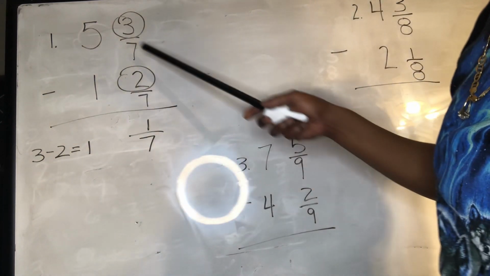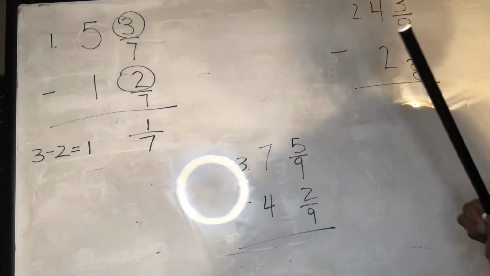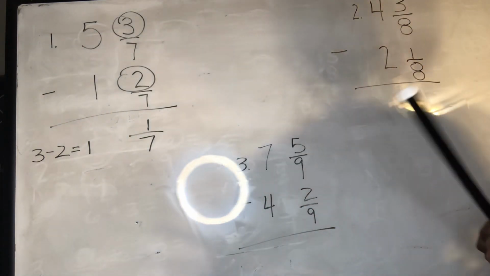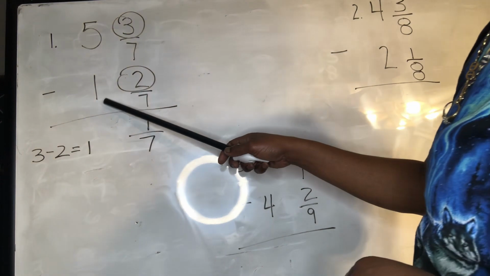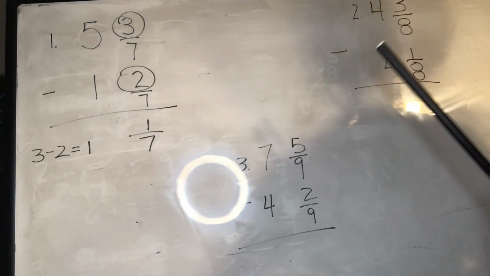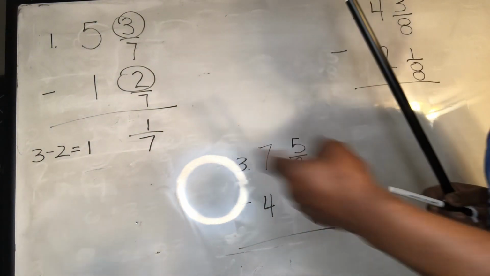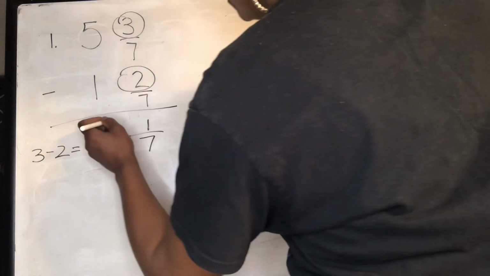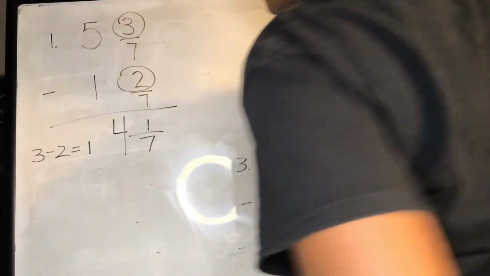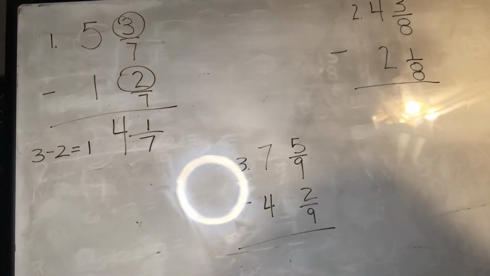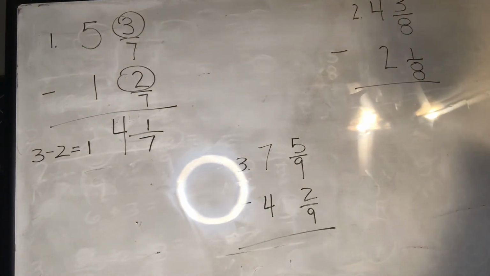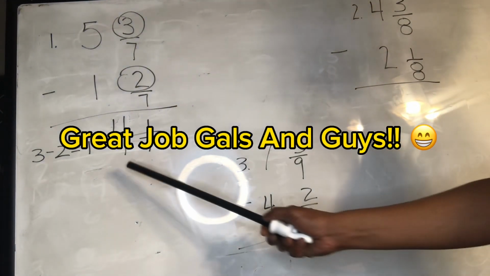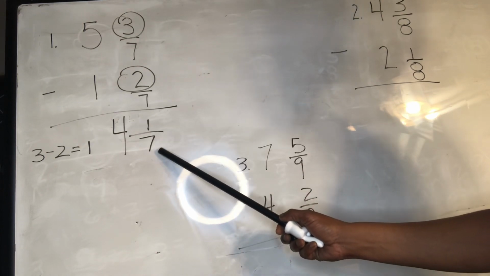Now we're going to look at our whole numbers. That should be simple enough. We have 5 take away 1, which is the same as being at 1 and just counting up to 5. And if we do that, 2, 3, 4, and 5 will give us an answer of 4. So the answer to 5 and 3 over 7 take away 1 and 2 over 7 would be 4 and 1 over 7.